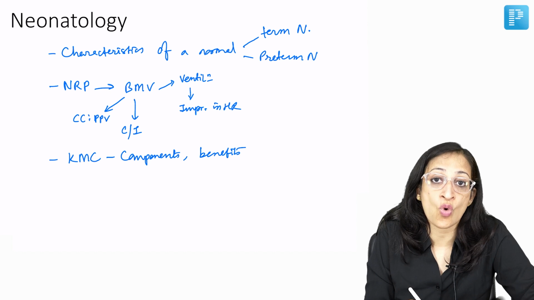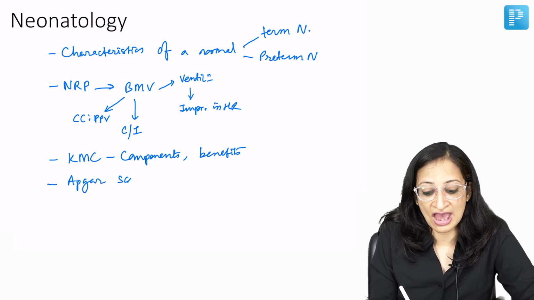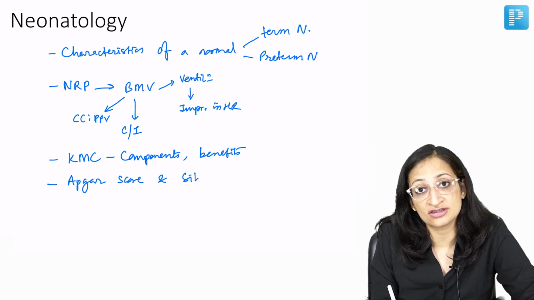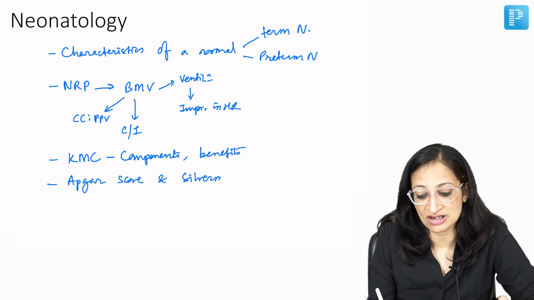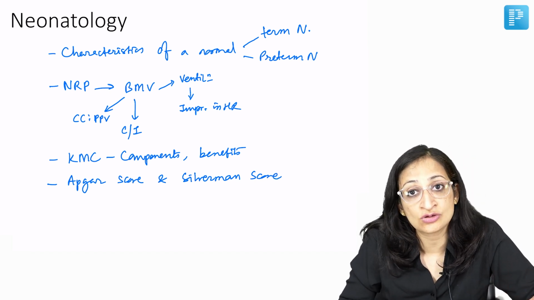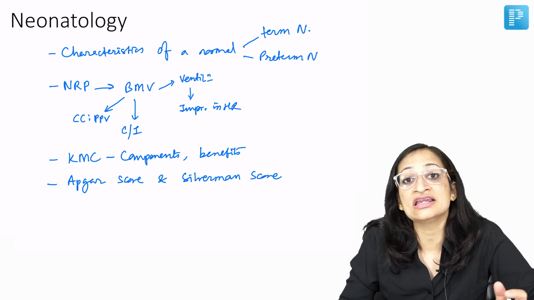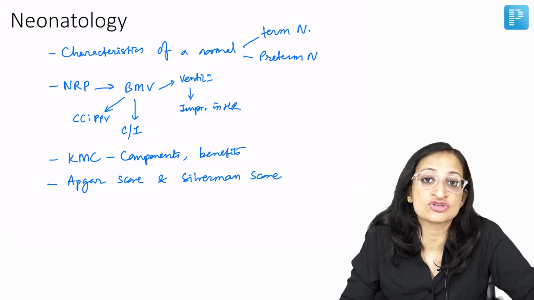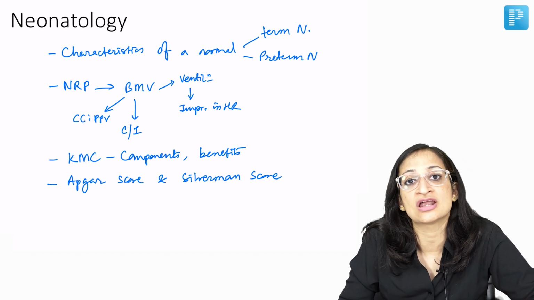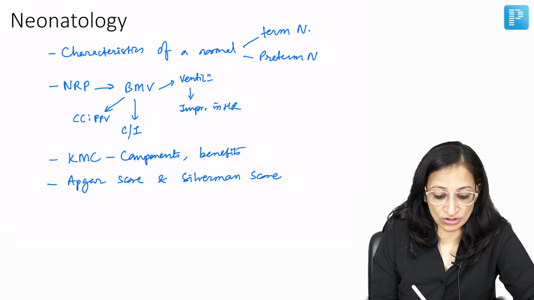Now, among the various scores in the neonate, the APGAR score is very, very important. So the APGAR score and the Silverman score. In the INI-CET pattern as well as the NEET-PG pattern, you've got case scenarios where you have been given data to calculate the APGAR score or the Silverman score. You need to know the interpretation also. Suppose an APGAR score is given, you need to interpret what the interpretation is if the APGAR score is so and so. So these scores are very, very important.